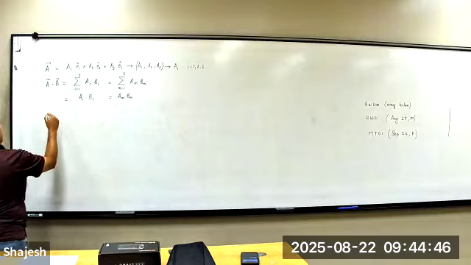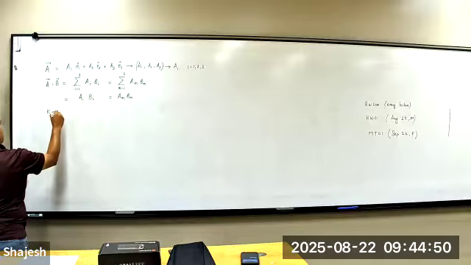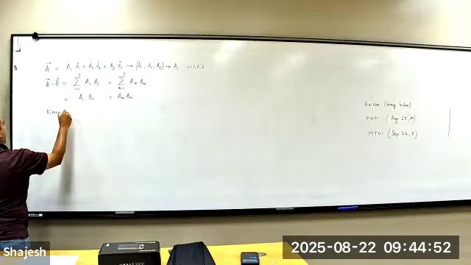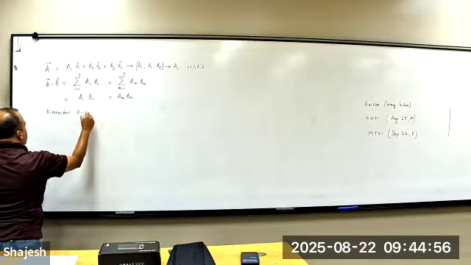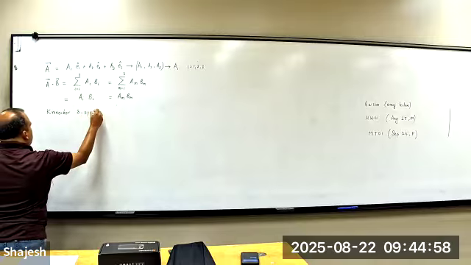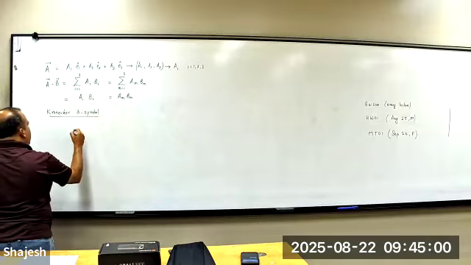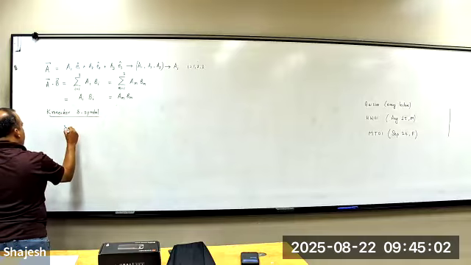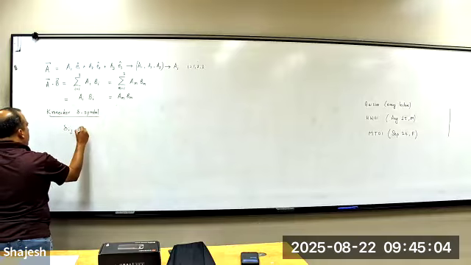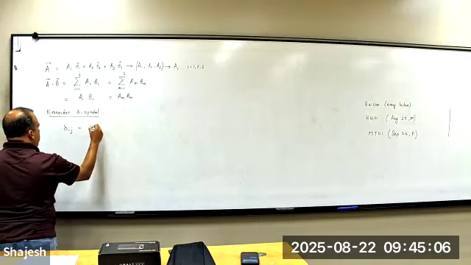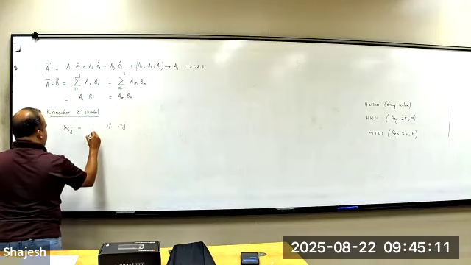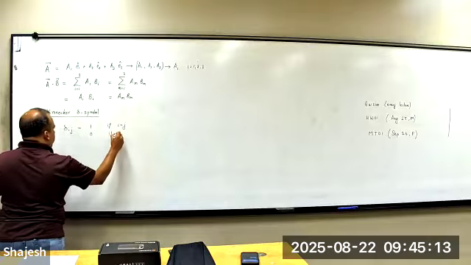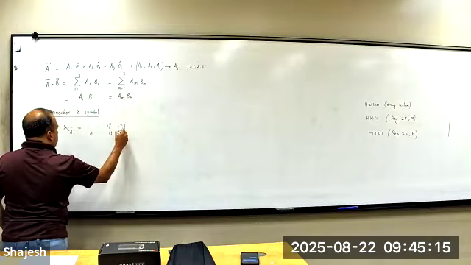A Kronecker delta symbol, so that's index notation. Kronecker delta symbol involves delta_ij is equal to 1 if i is equal to j and is equal to 0 if i is not equal to j.